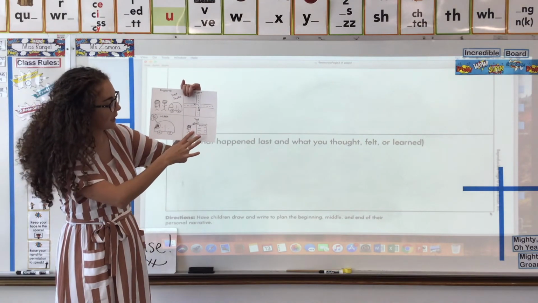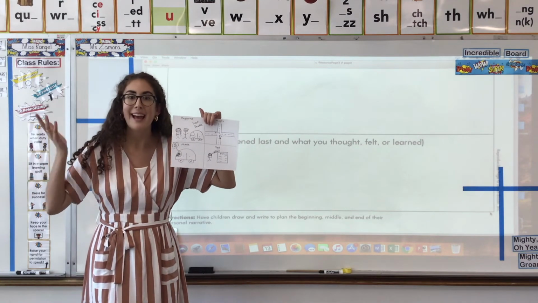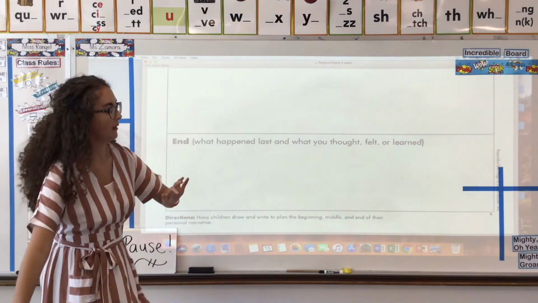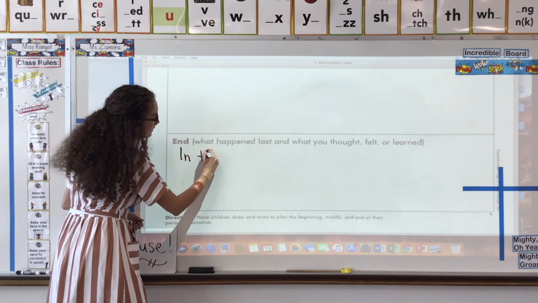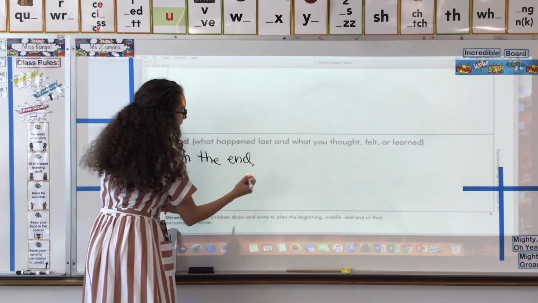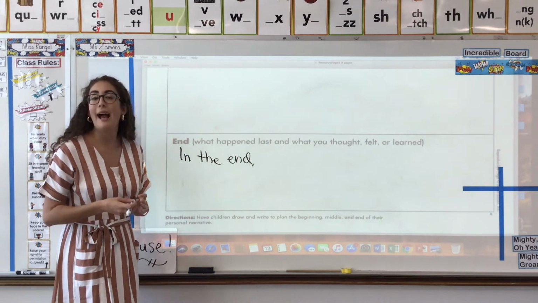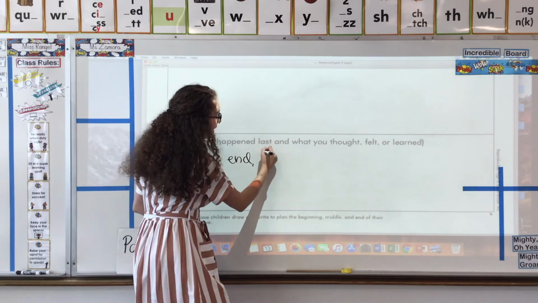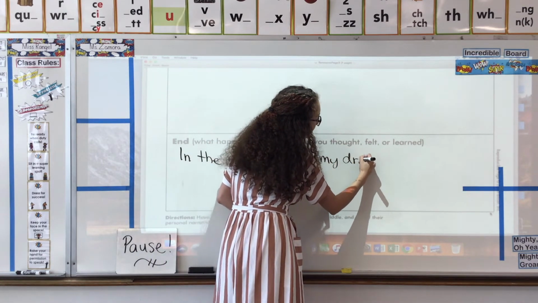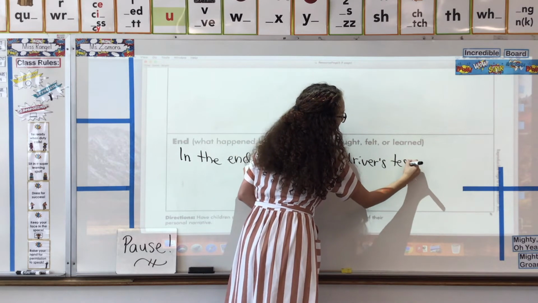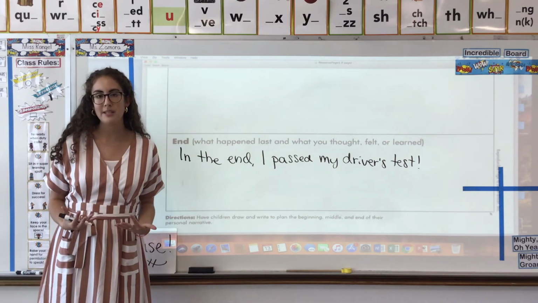Okay, so for me, finally, or at the end, I passed my driver's test. That's how this story ended. So let's write that. Here we go. I'm going to say, in the end, that's a transition phrase. You could also say finally or at last. In the end, I passed my driver's test. Okay, this is the last event that happened in my story.